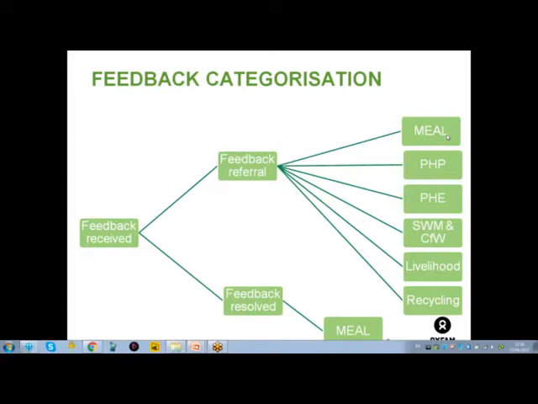But obviously the feedback comes in. If it's resolved, it goes straight to the MEAL team for reporting. If it's referred, it can be referred to any of these teams. So we've got MEAL, public health promotion, public health engineering, solid waste management, and cash for work, livelihood and recycling. So this was actually the first categorization we came up with in Za'atari. When it's referred, as I said, the case lists are private to each team to deal with, but MEAL have access to all the back-end data, so can keep tabs on perhaps what might be slipping through the net and speak to those people accordingly.